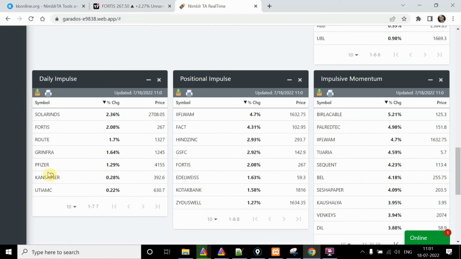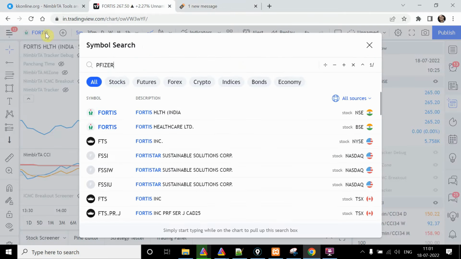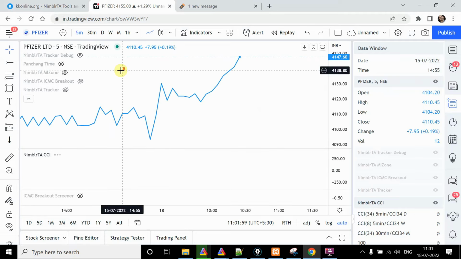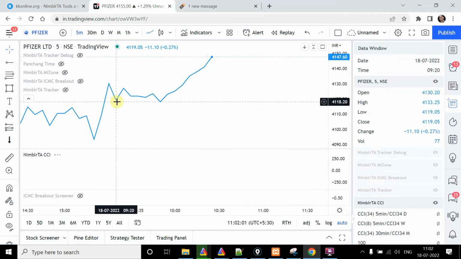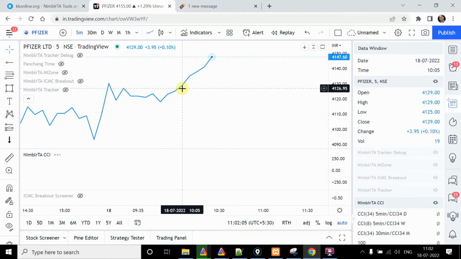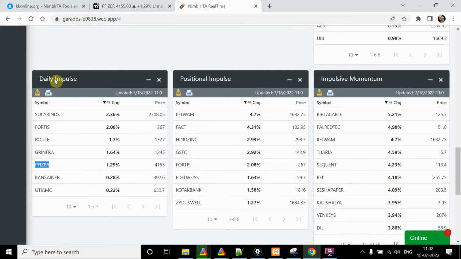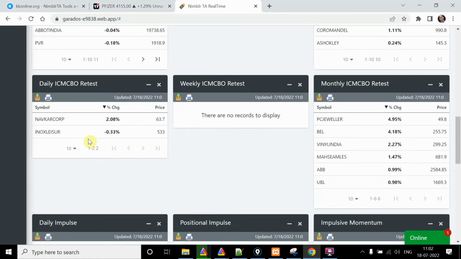Now I see Pfizer over here. Pfizer again on a 5-minute chart, if I try to check how it has actually given. So this is a low, this is another lower low, and this level of high has been crossed. And that is the reason I'm getting this in the daily impulse criteria.